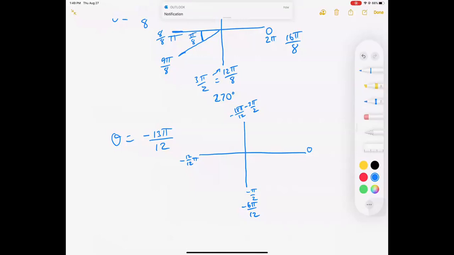Now, quickly, I want to do the poll again. Please tell me what quadrant negative 13 pi over 12 would fall into. Remember, we're stuck between negative 12, a little more than negative 12, a little less than negative 18.